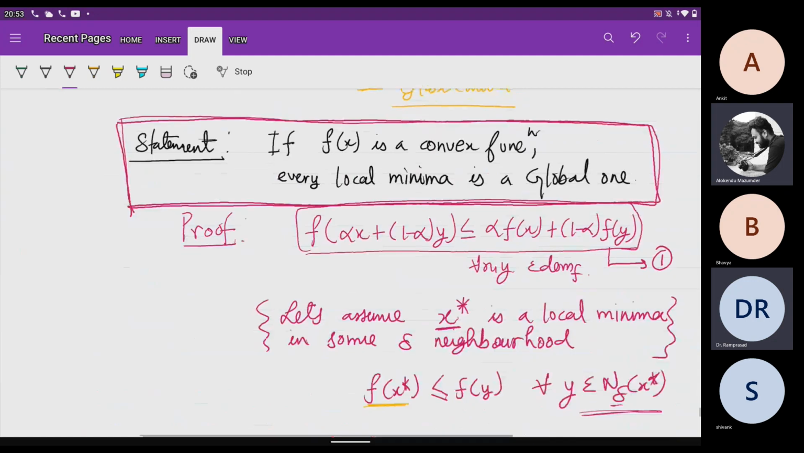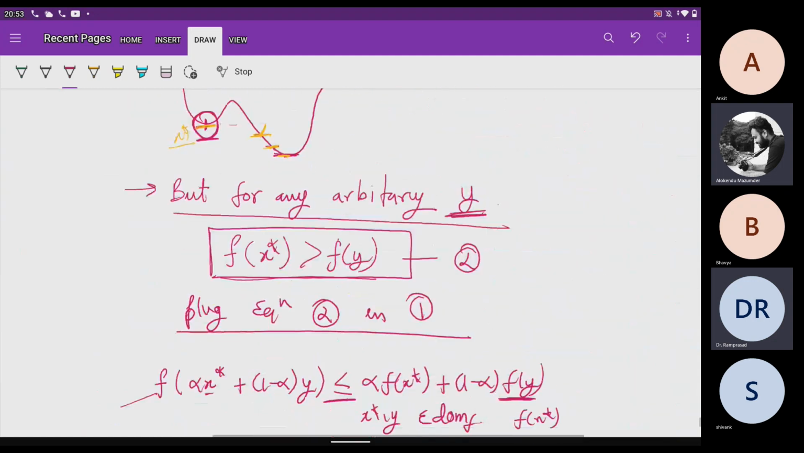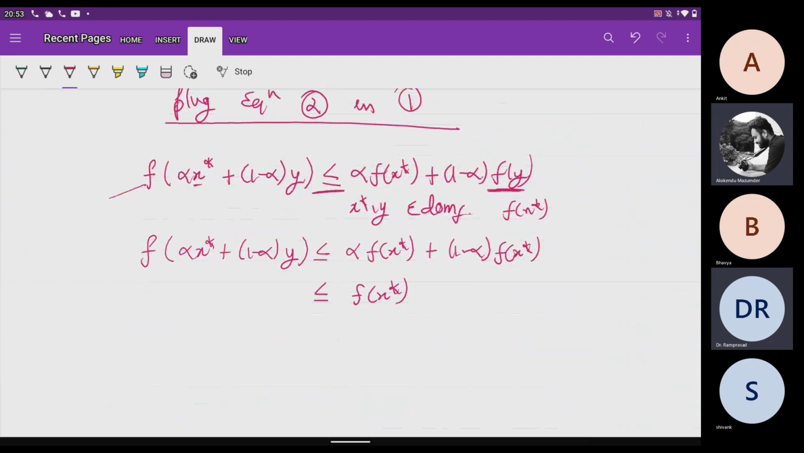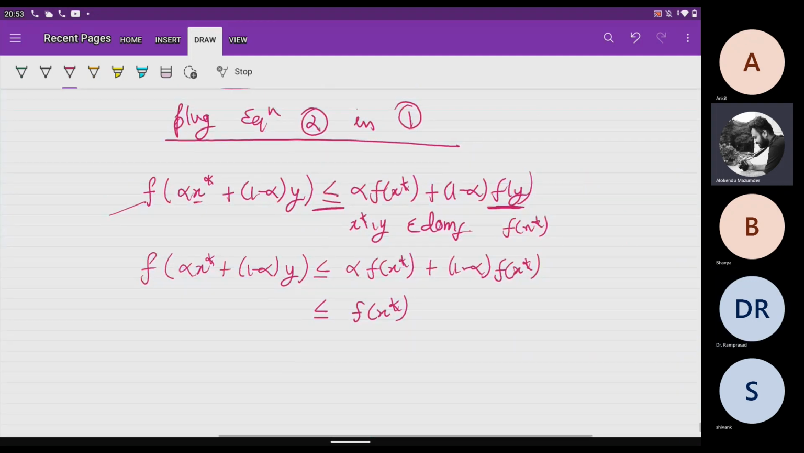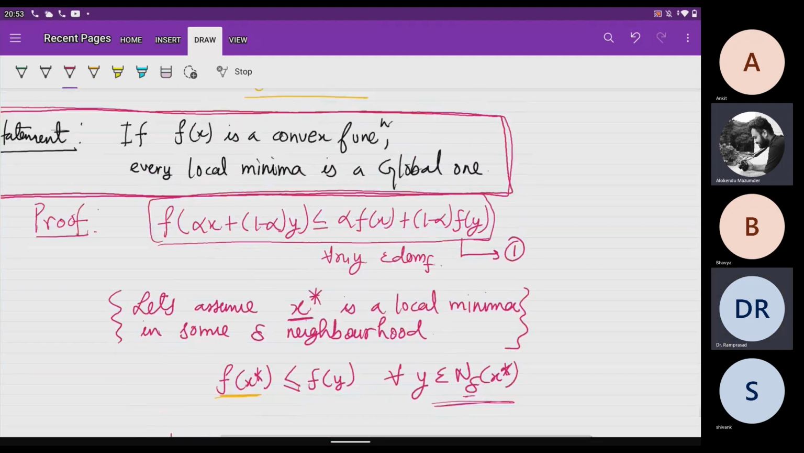I think you need to take x star and apply this equation twice, once between x and x star and once between x star and y. So between x and x star, if I apply, no. Let me get back to this proof by the end of the lecture.